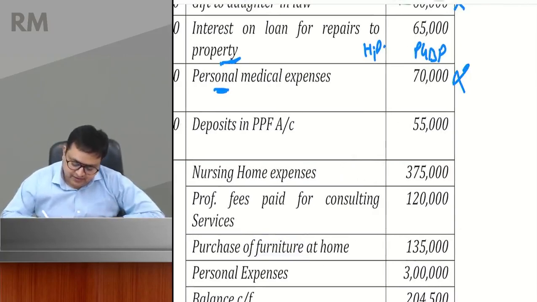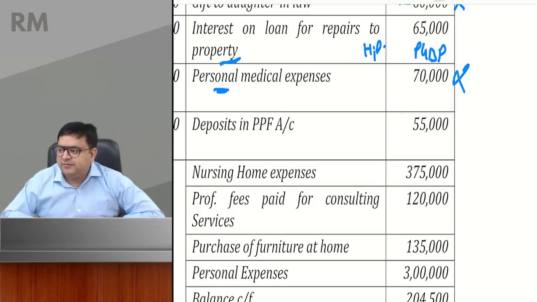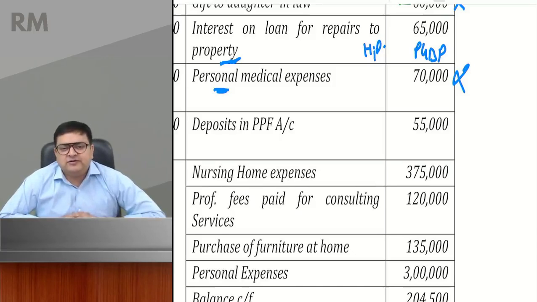Then, deposit in PPF 55,000. What do you think? Everybody tell me what it is. Deposit in PPF. Is it a business expense or not? Do you deposit in your PPF? PPF is, as you all know, a kind of investment which you make and you get ATC deduction also. My question to you is, is it a business expense or not?